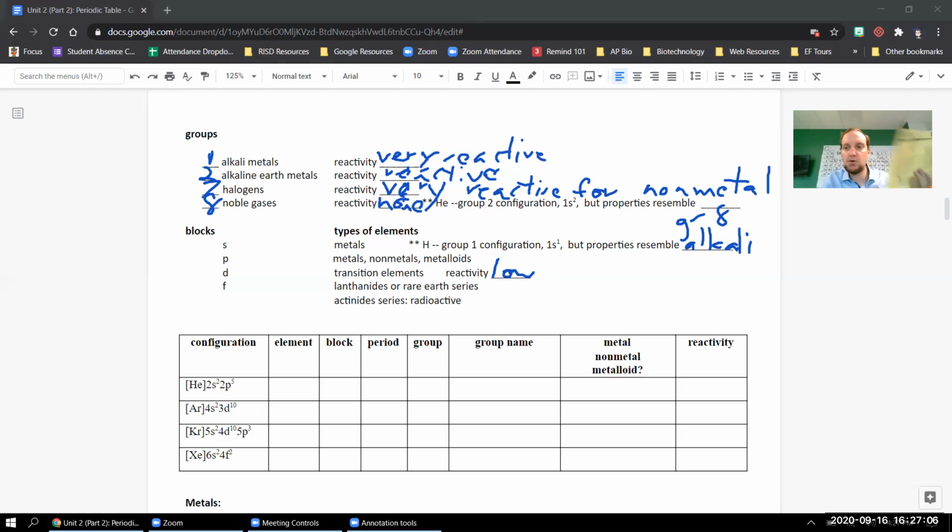Finally, the F block, which is way the heck down here. This is your lanthanide and actinide series. Lanthanides and actinides. Again, these are not very commonly found naturally on Earth. Obviously, uranium is. There's a few other exceptions, but most of these are actually radioactive. And radioactive means that they have an unstable nucleus. They will degrade. They will undergo a transformation, which we will cover later. But they are unstable, and we call that radioactive.